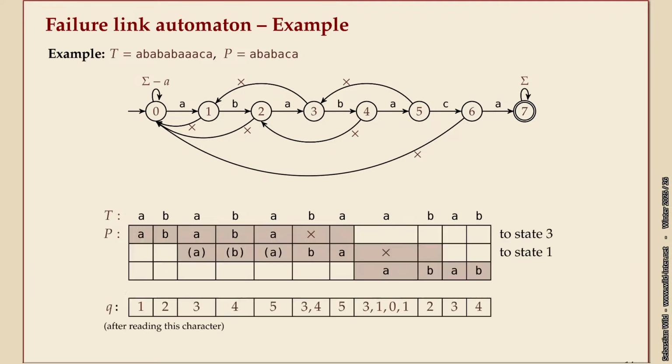Here's an example of how you can use this automaton to match in the text. I don't want to give this example in full detail. It works as I sketched. There's always just one thing that you can do. It might sometimes mean that you go through several failure links before you can process a character. Well, that's just how it works.